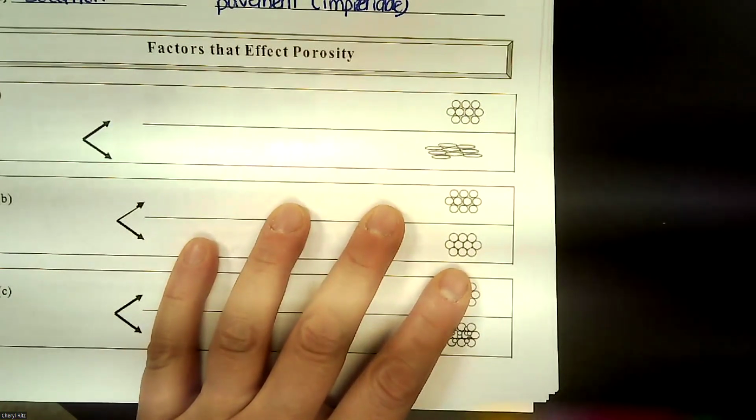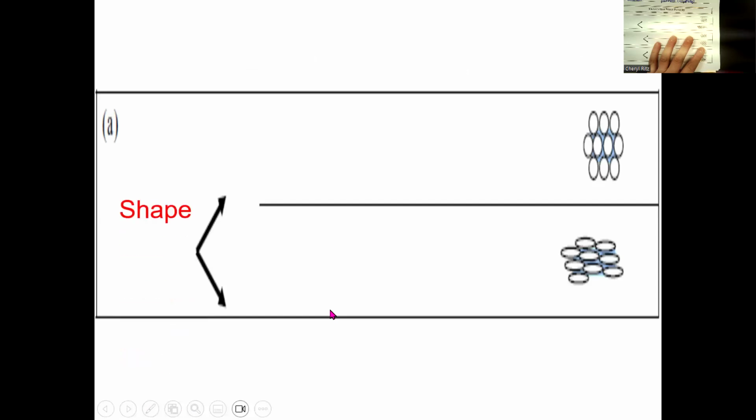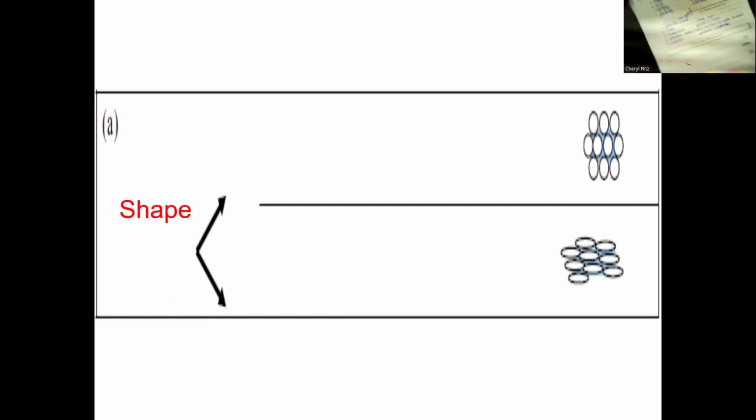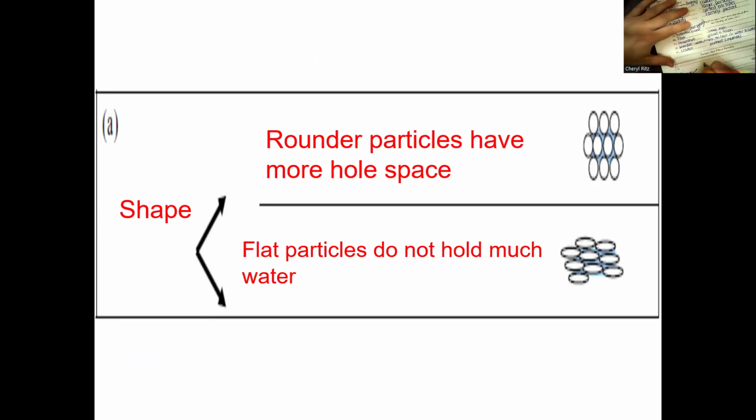let's just do it this way. All right. Factors that affect pore space. The first thing we're going to look at is shape. So if you guys could add that, just like I have it there in your notes, we're going to be looking at shape. We got round and flat. Round and flat, which one's going to have more hole space? Round. Round particles have more hole space. Flat particles, those holes get squished and they cannot hold very much water.